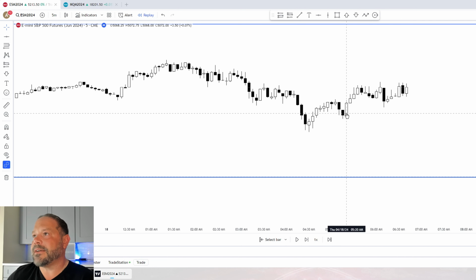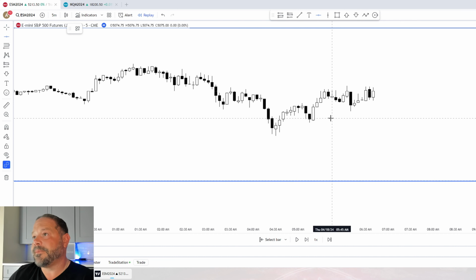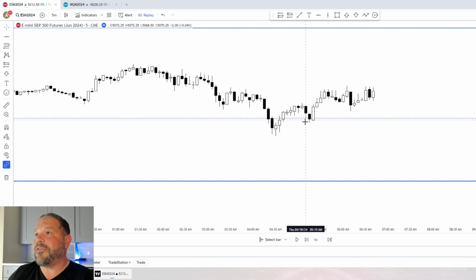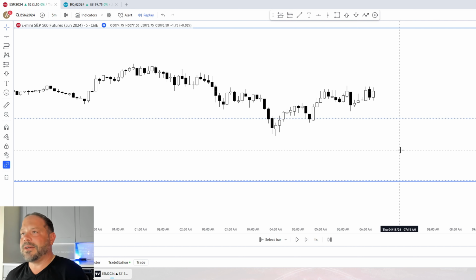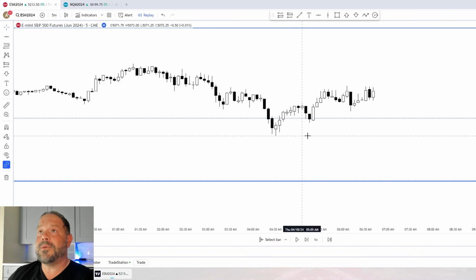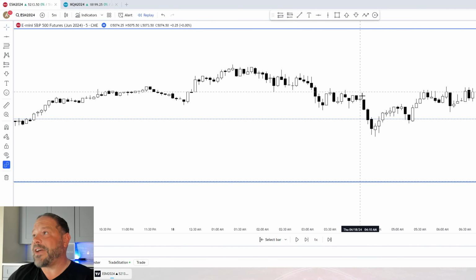What about this guy right here? Looks good to me. I can put a line right here, and that would be a 5-minute level for me. Now you can say, Rob, what do you use these 5-minute levels for? Well, I use them for areas where I can also determine my take profit, and it also helps me with my stop losses.